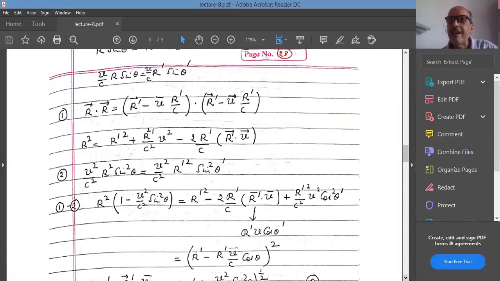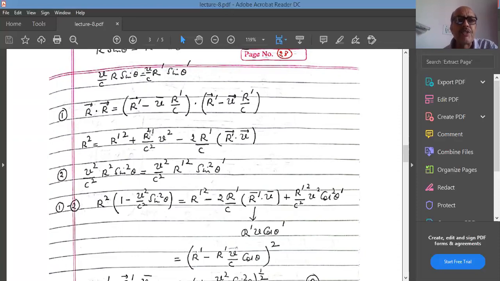So let us subtract right hand side from right hand side and left hand side from left hand side. We have r terms on the left hand side and similarly r' on the right hand side. So r² minus v²/c² r² sin²θ. We have taken r² out, and in the bracket we are left with 1 minus v²/c² into sin²θ. Coming on to the right hand side, r'² as it is, minus 2 into r'/c into r' dot v as it is.